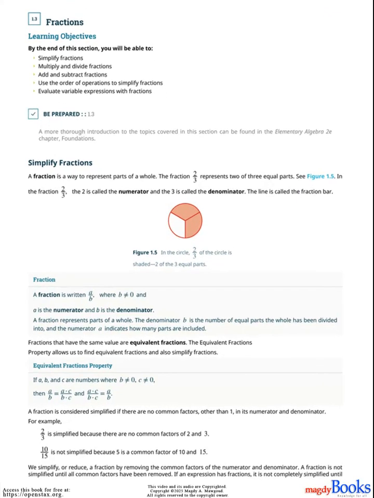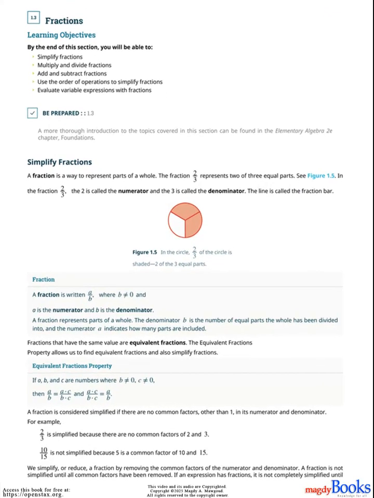Section 1.3, Fractions. Learning Objectives. By the end of this section, you will be able to: 1. Simplify fractions. 2. Multiply and divide fractions. 3. Add and subtract fractions. 4. Use the order of operations to simplify fractions. 5. Evaluate variable expressions with fractions.